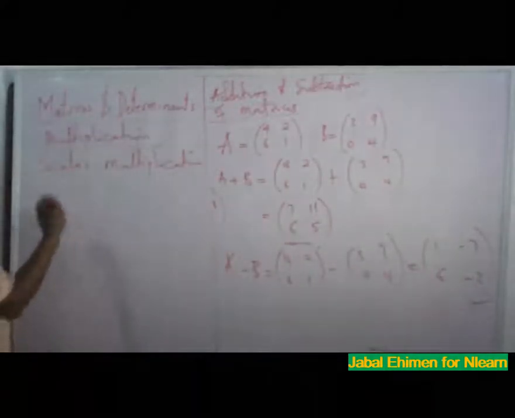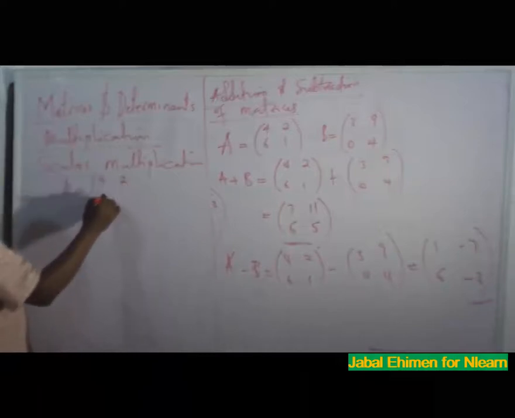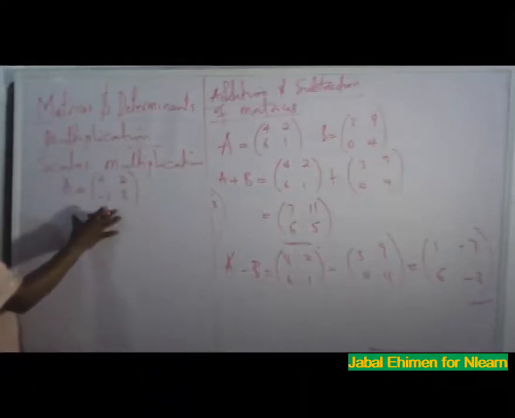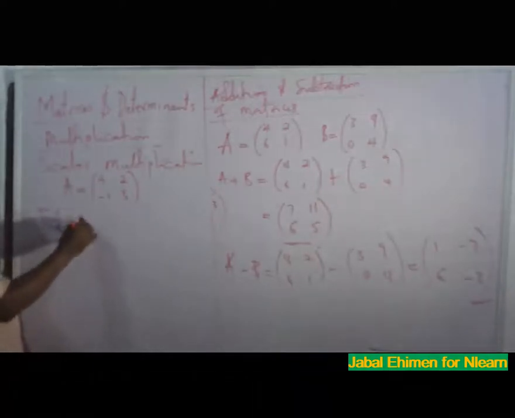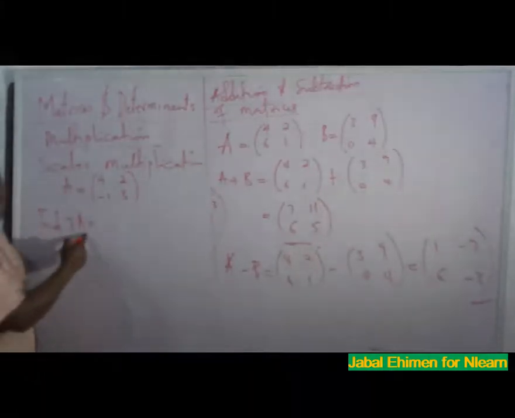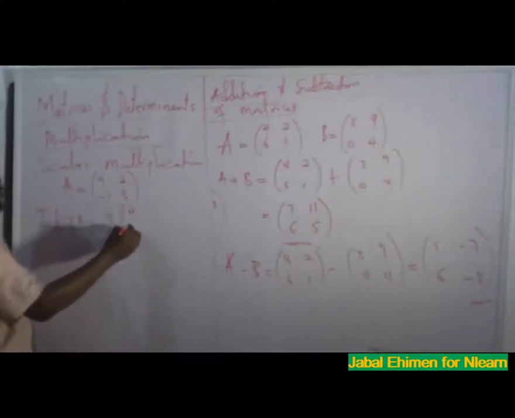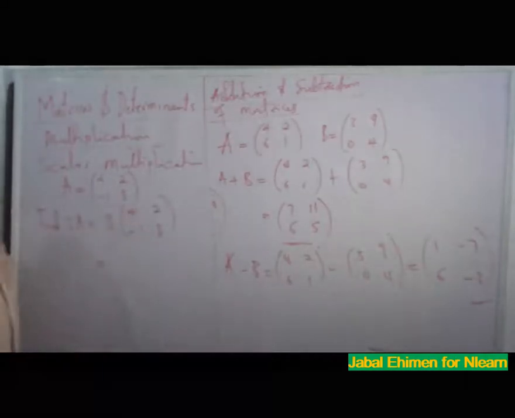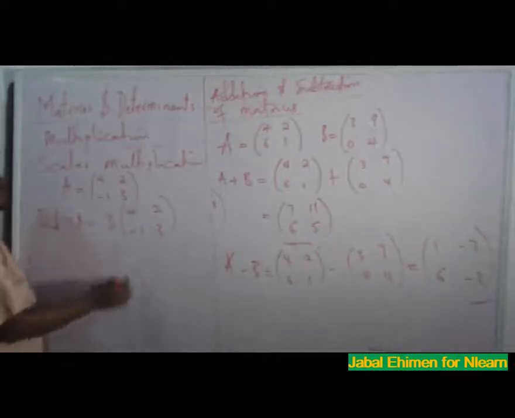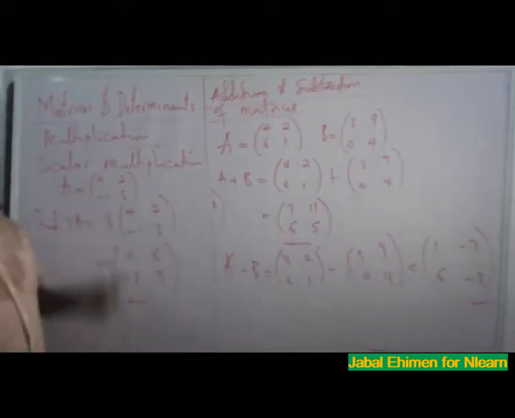So if I have A to be 4, 2, minus 1, 3 as a matrix, and I'm asked to find 3A, it means 3 times A. So 3A equals 3 times the bracket 4, 2, minus 1, 3. Let's open that bracket now. 3 times 4 is 12, 3 times minus 1 is minus 3, 3 times 2 is 6, and 3 times 3 is 9. So this is scalar multiplication.